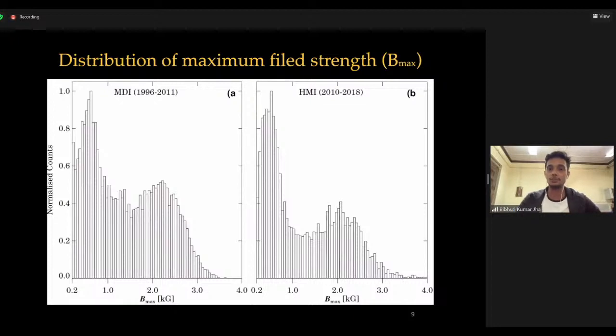So now the task was to try to understand what these two peaks are. To understand that, there are ideas about two types of dynamo in the solar dynamo community, global dynamo and local dynamo. So it came to our mind that maybe it could be due to one class of BMR coming from the local dynamo and the other coming from the global dynamo.